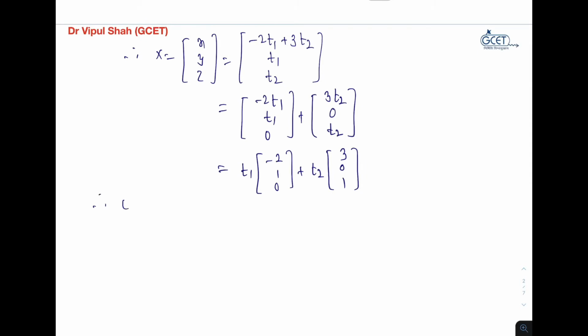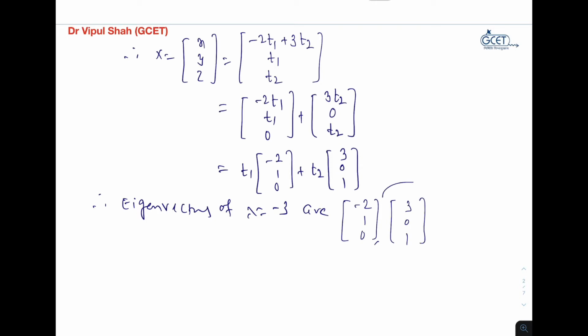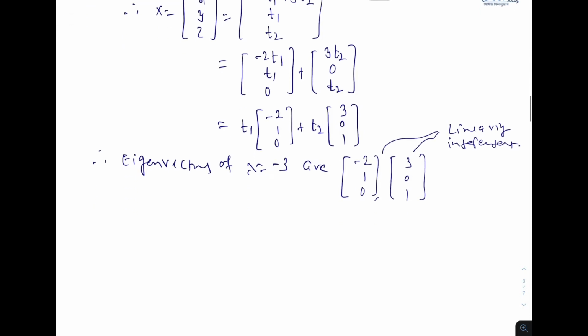so therefore eigenvectors for lambda equal to minus 3 are minus 2, 1, 0 and 3, 0, 1, and these two vectors are linearly independent. Okay, thank you. Let us solve one more example.